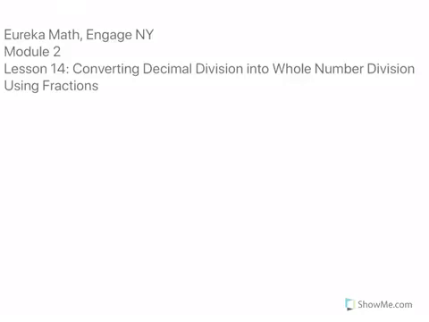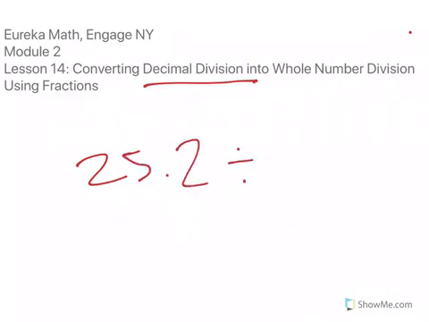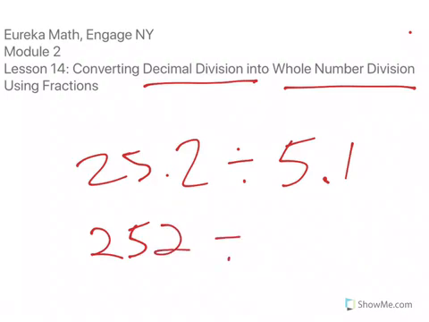Today we're going to be looking at EngageNY Math / Eureka Math, Module 2, Lesson 14, Converting Decimal Division into Whole Number Division Using Fractions. Okay, that sounds complicated and that is a long title, but it's a pretty simple concept. So we're taking decimal division, meaning we're dividing decimals, something like maybe 25.2 divided by 5.1. We're going to convert that into whole number division where we can actually have just two whole numbers, and we're going to do that using fractions.